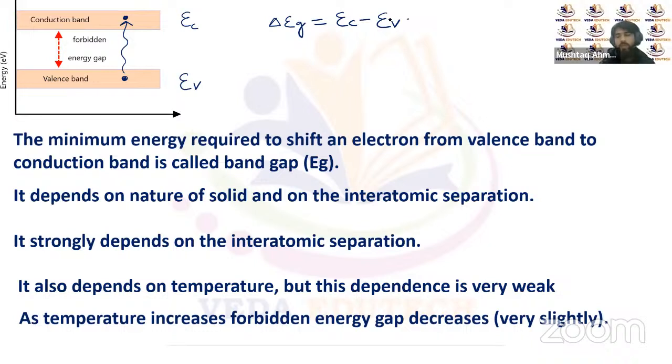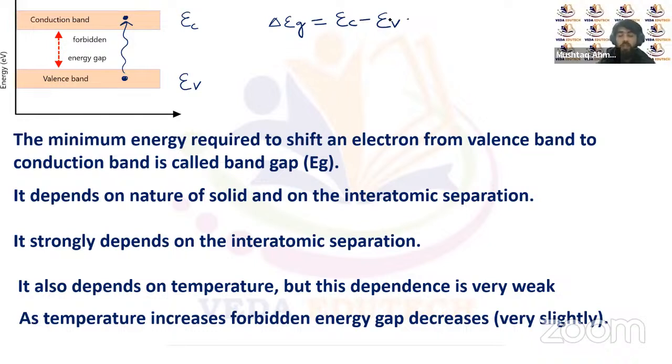It strongly depends upon the interatomic separation, because if the separation is more, the interaction will be different. If two atoms are very close to each other, there will be a lot of interaction between the atoms, and the energy gaps will be different. So the forbidden energy gap for solids of different materials is different, depending upon the interatomic interaction between the atoms in a given crystal.